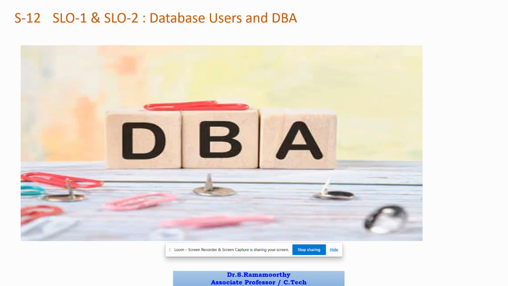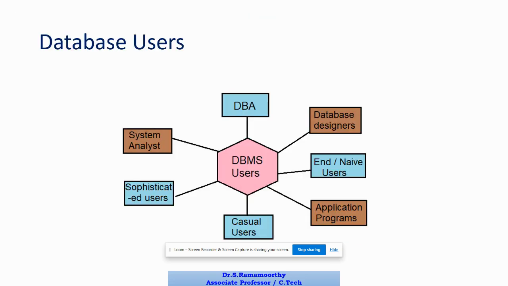Today, I'm going to discuss the topic called database user and the database administrator under the database management system. So basically, the agenda of this presentation is the roles and responsibilities of the database administrator and the user who is actually accessing the database and its services.